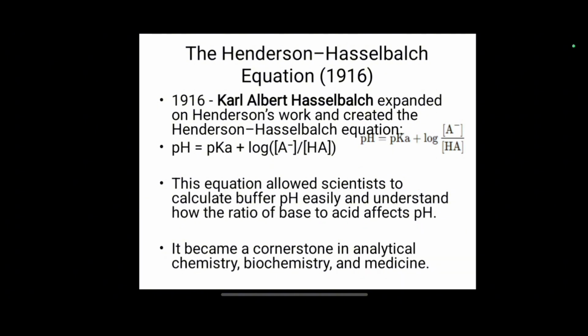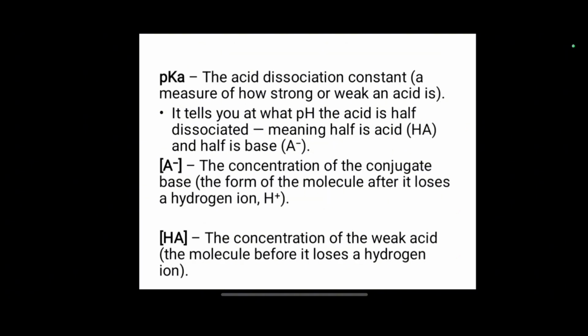This formula basically tells us how much acid and base are in a solution and how that balance affects the pH. Here are the definitions of the symbols. pKa is the acid dissociation constant, a measure of how strong or weak an acid is. Muna siya ang gatal at what pH the acid is half dissociated, meaning half is acid and half is base. A negative is the base and HA is the acid.